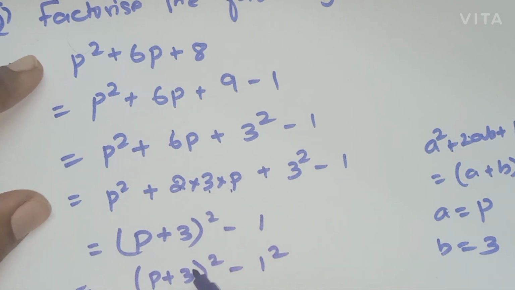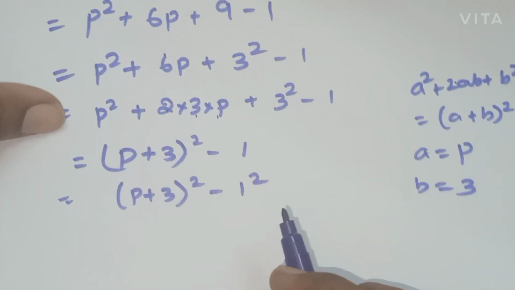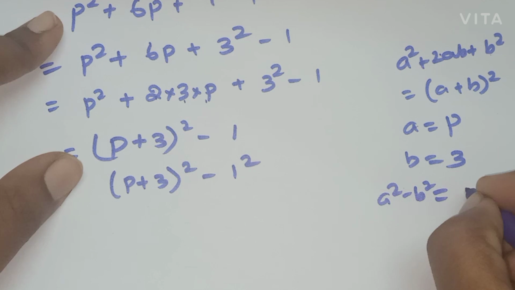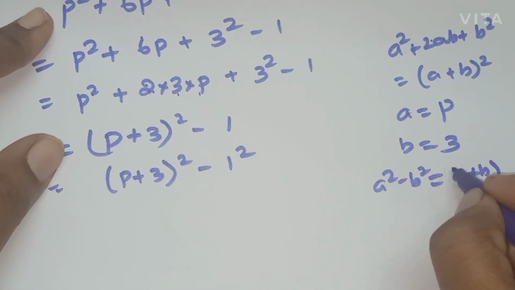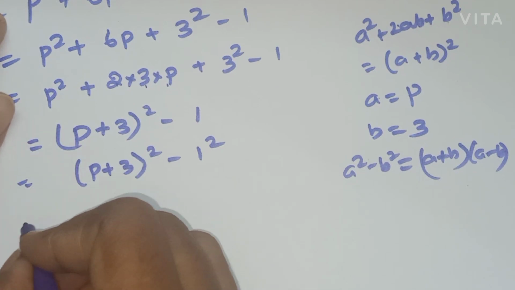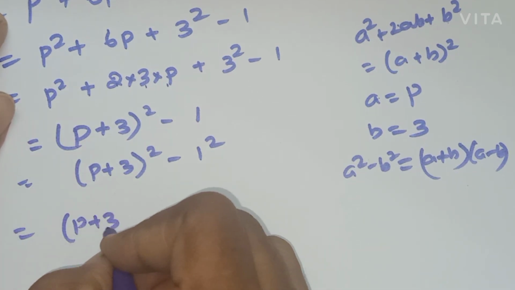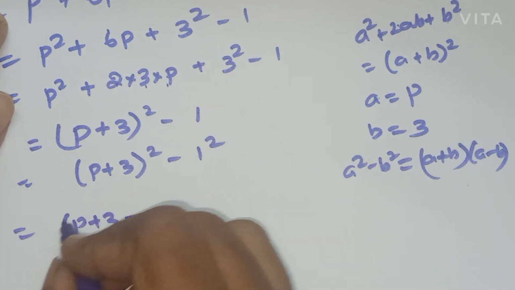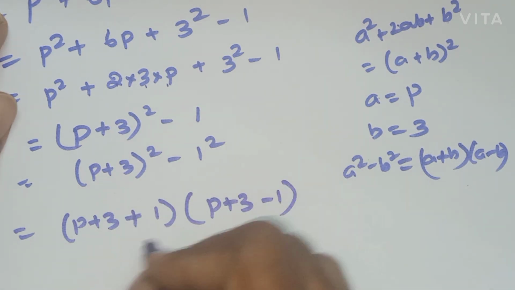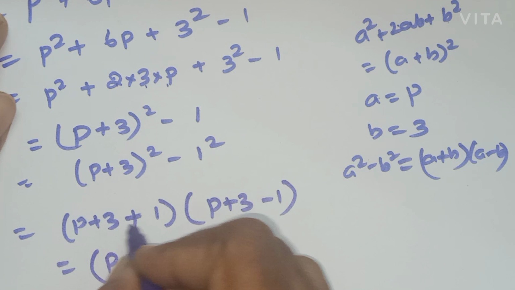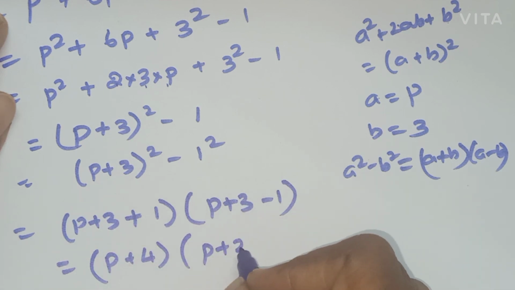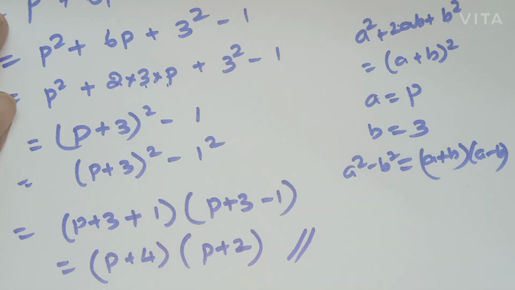So now once again it is of the form a square minus b square. A square minus b square equals a plus b into a minus b. So p plus 3 plus 1 gives us 4, into p plus 3 minus 1 gives us 2. So this will be our answer.